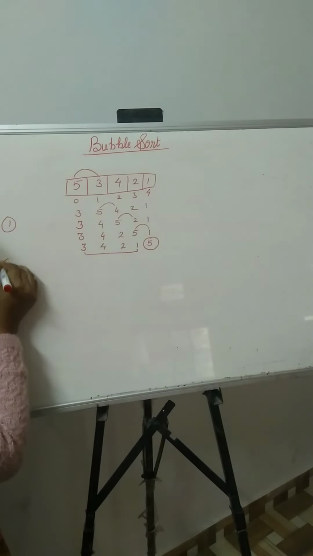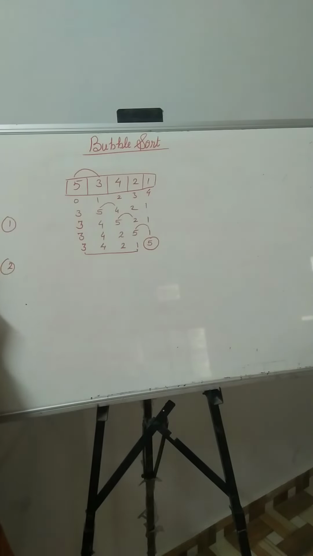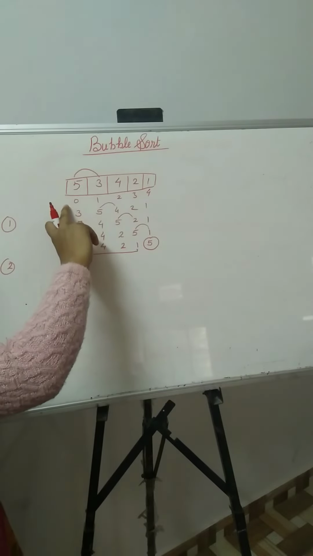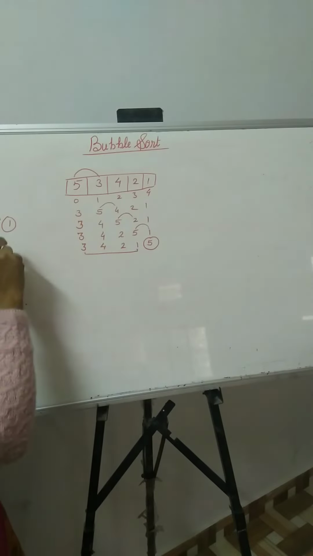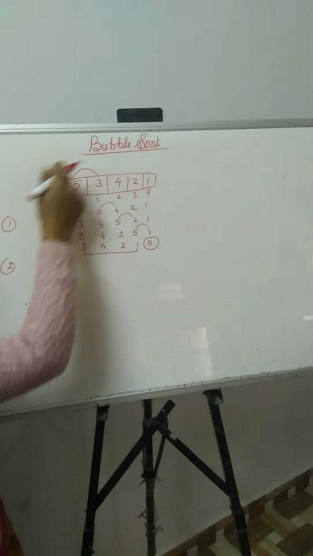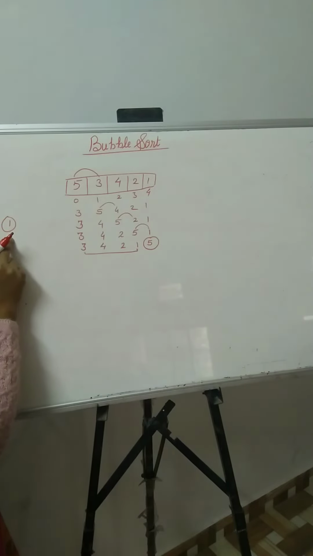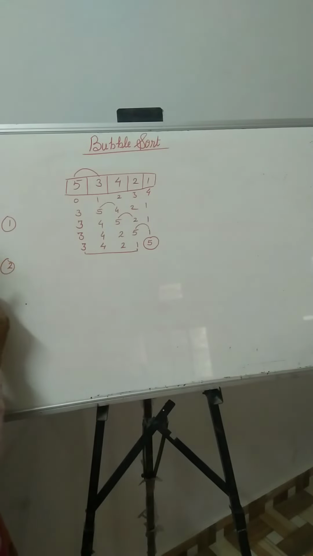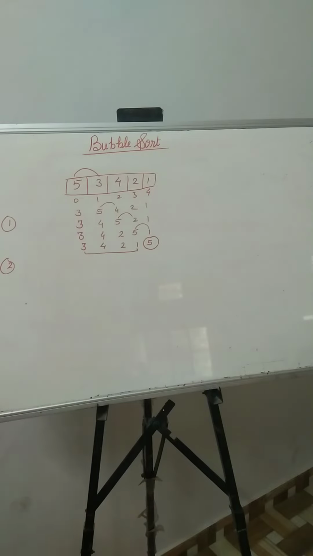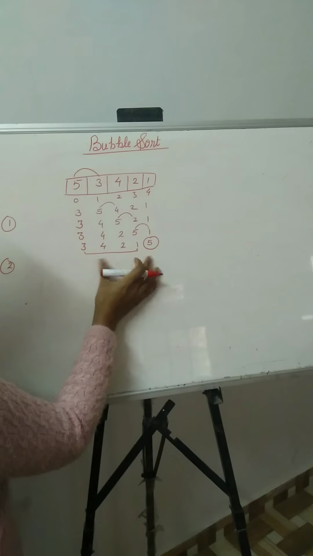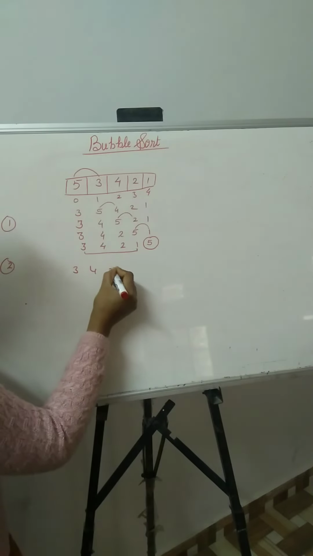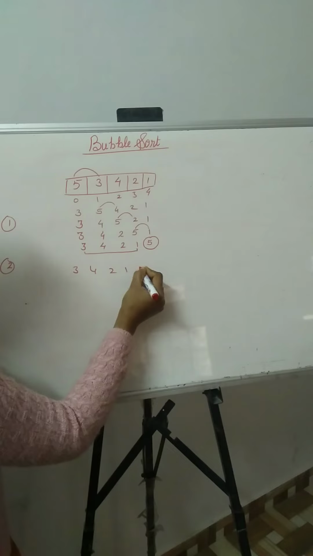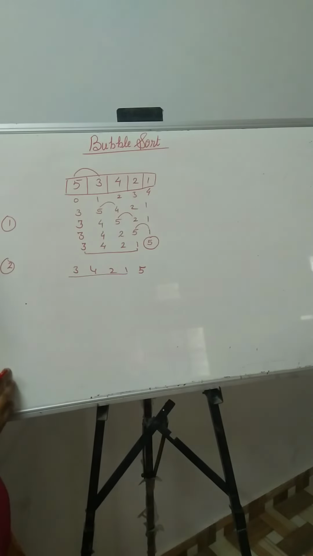So, second iteration. We are talking about the outer loop. These comparisons are inside the loop, and the whole iteration is the outer loop. Outer loop statements and these are the inner loop statements. Now when the outer loop is 2, your array is 3, 4, 2, 1, 5. We only have to execute these numbers.